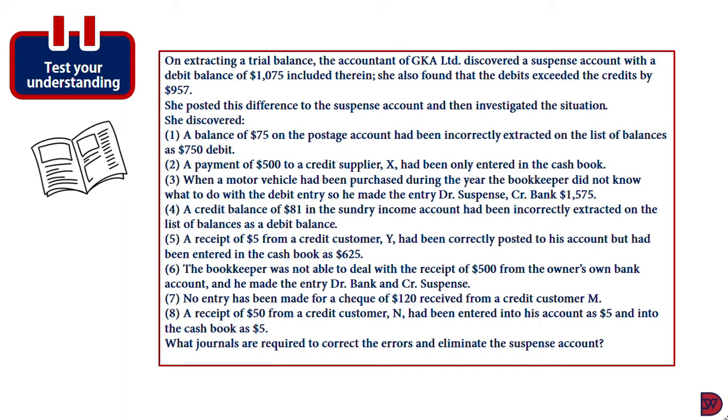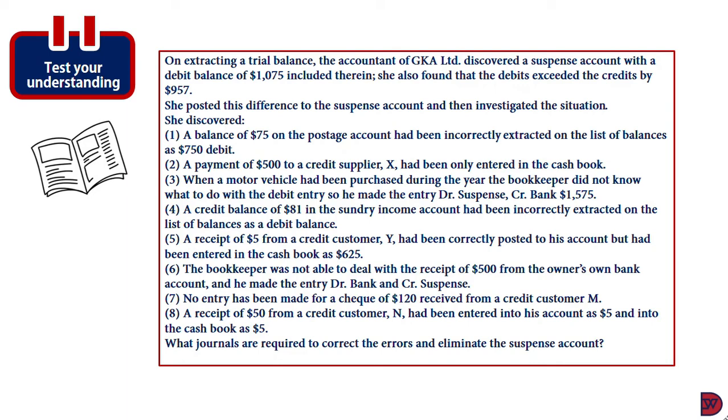So meaning that when they were extracting the postage account, instead of it being 75 into the trial balance, it recorded $750 rather. But again, the cash account was not mentioned, so it means that the correct entry was made. Secondly, a payment of $500 to a credit customer X had been only entered in the cash book. So this is a one-sided entry.